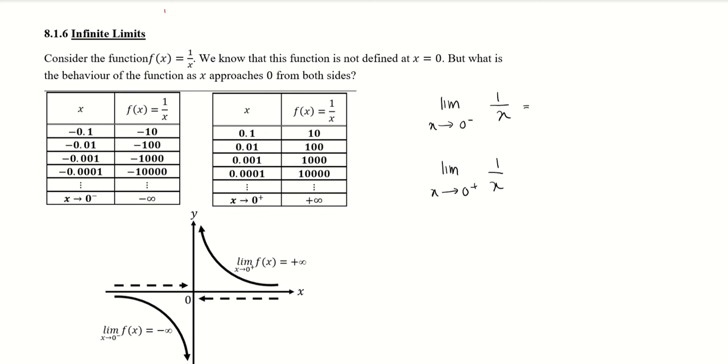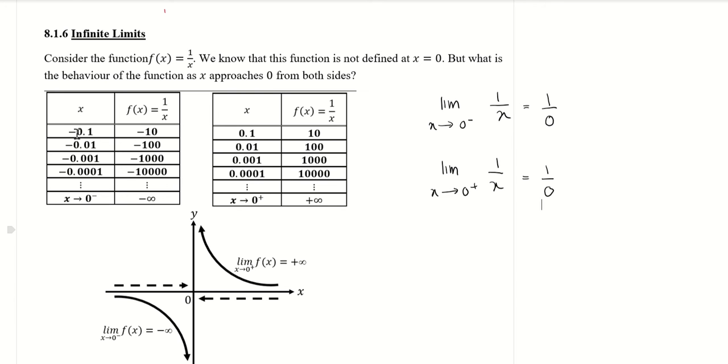If we substitute the value of x, which is 0, it becomes 1 over 0. Here also 1 over 0. We know that 1 over 0 is actually undefined. But we can check the behavior of this function when the value of x is moving toward 0. We have a table here that shows what happened when we substitute values of x approaching 0, and this table is for x approaching 0 from the left.